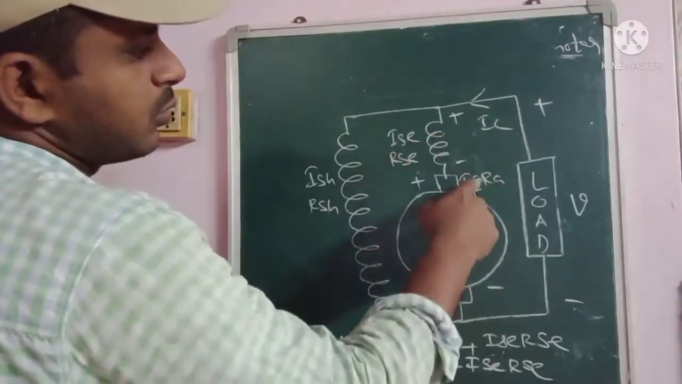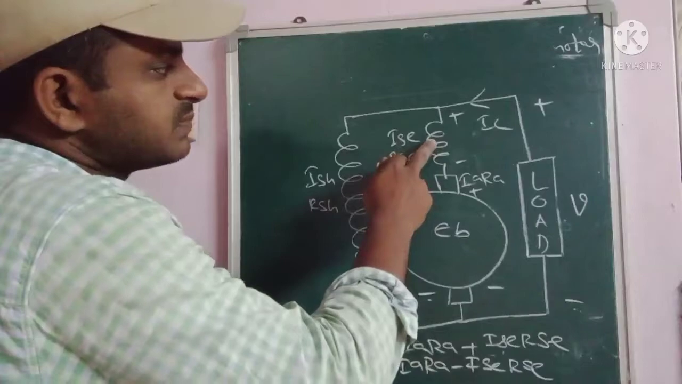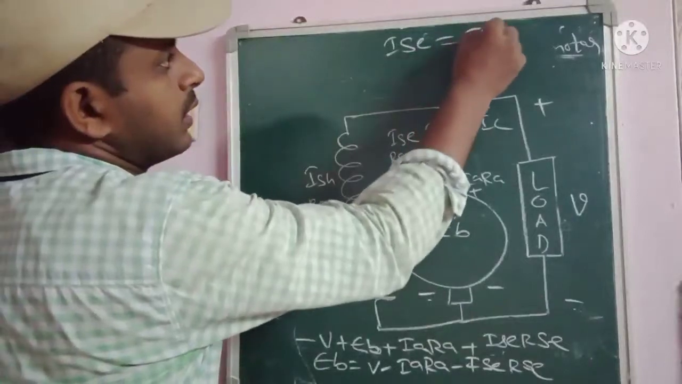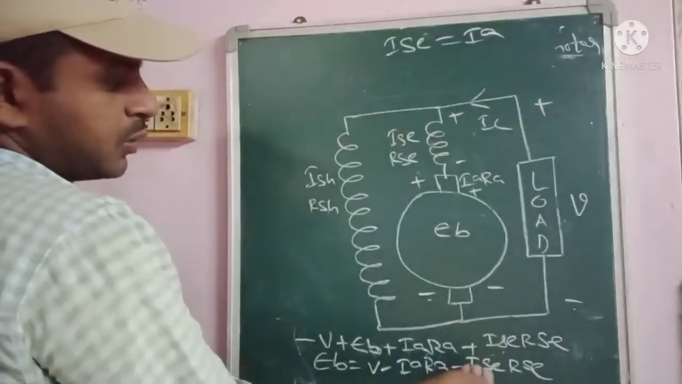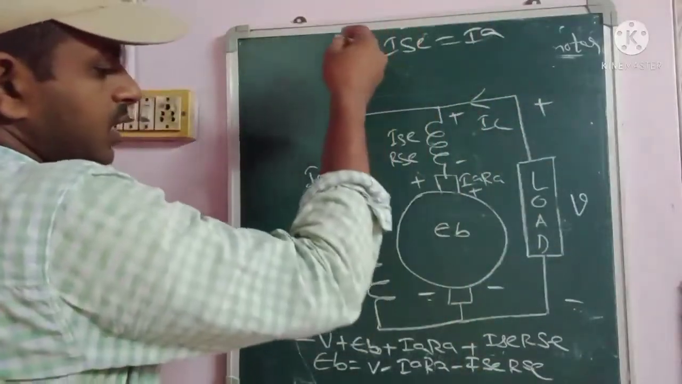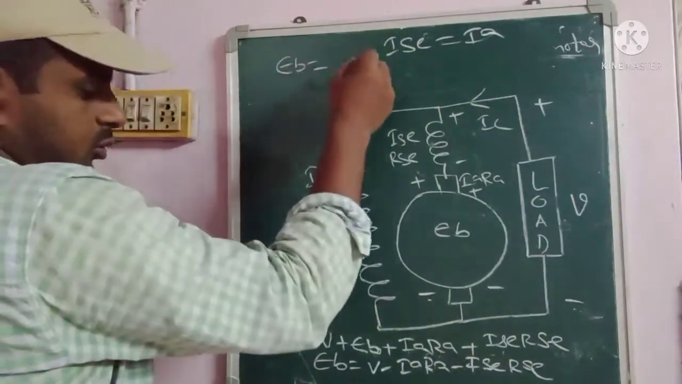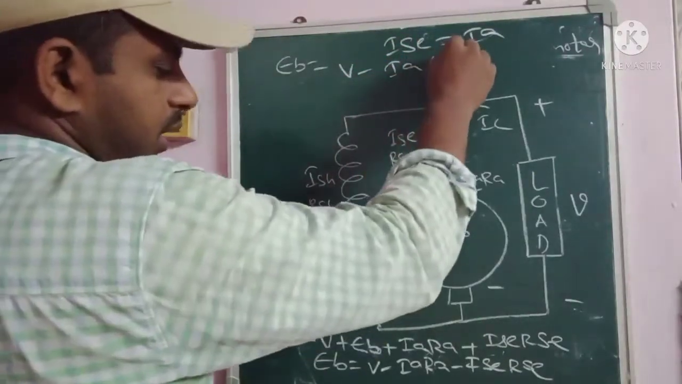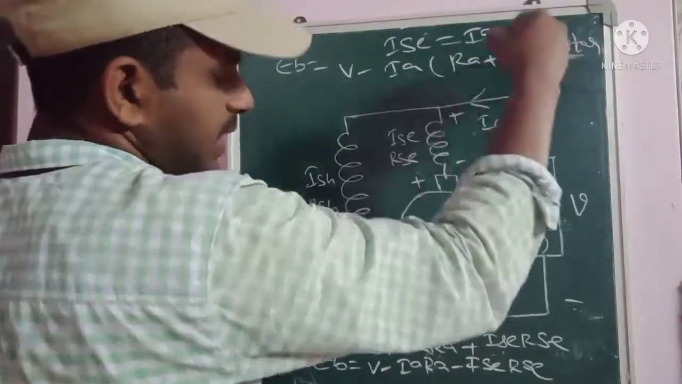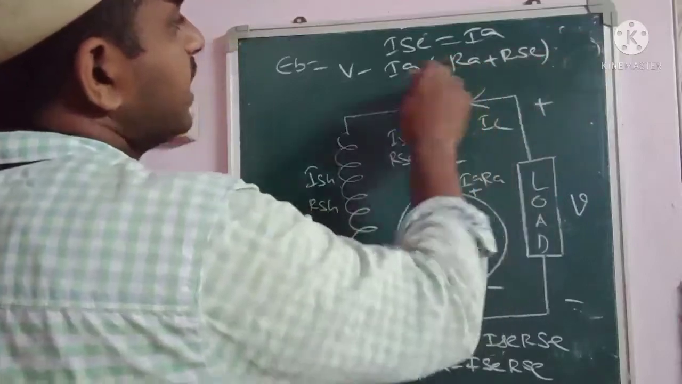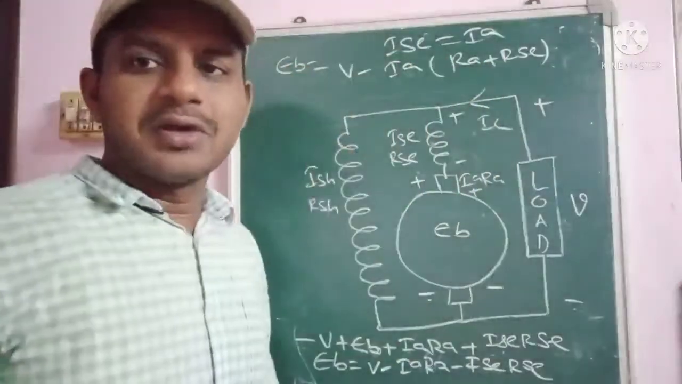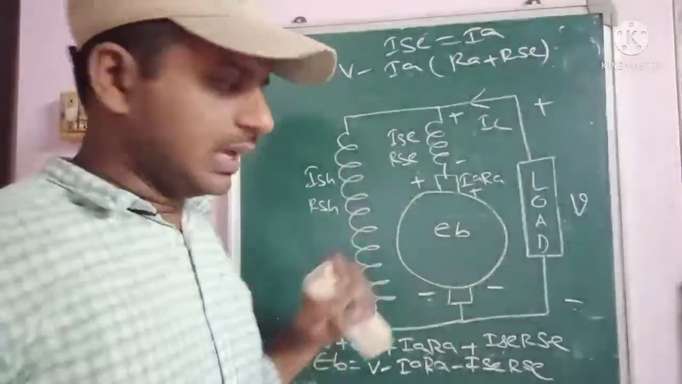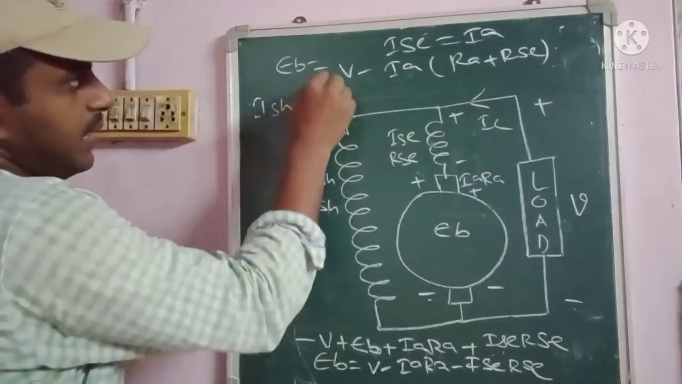Here ISC is equal to IA, because the series field winding and the armature are connected in series. So substituting IA instead of ISC, we get EB is equal to V minus IA, taking IA common, into RA plus RSC. This is the final equation for the back EMF for the long shunt compound motor. Also, for example, if we want to find the shunt current, ISH is equal to V by RSH.